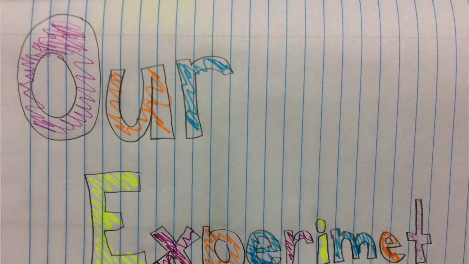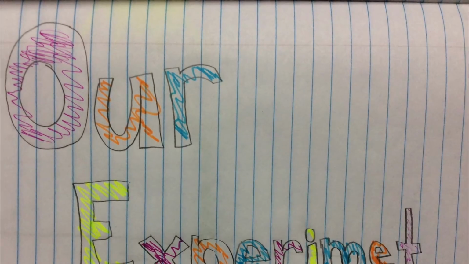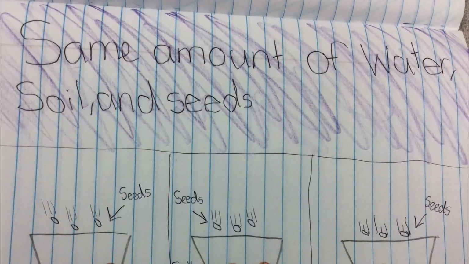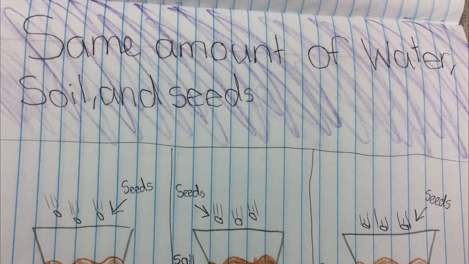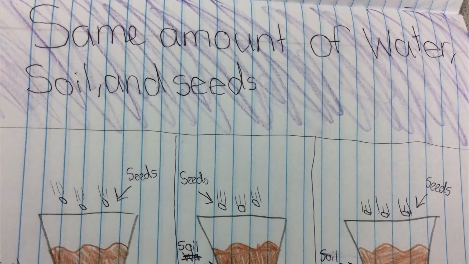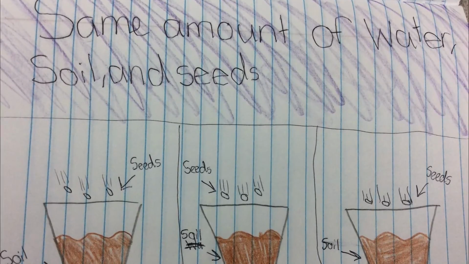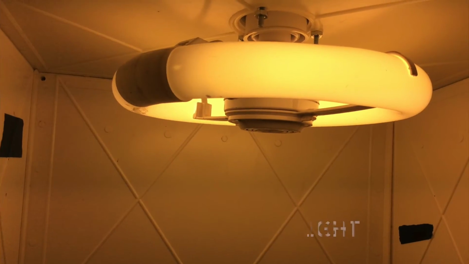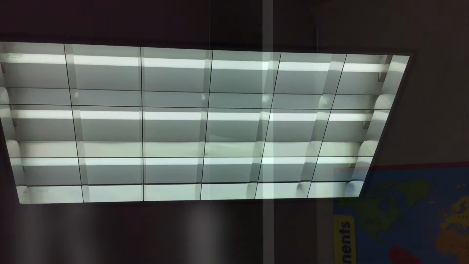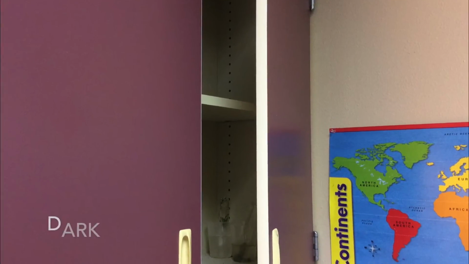Number 1. We set up 3 areas with different lighting: light box, room light, and a dark closet. Number 2. We then added the same amount of soil and water to 3 planting pots, controlling the type of soil and amount of water. Number 3. We then added 3 seeds to each pot, controlling the number of seeds. Number 4. We put 1 pot in the light box, 1 pot on the counter in the room light, and 1 pot in the cupboard, so it would be in complete darkness.